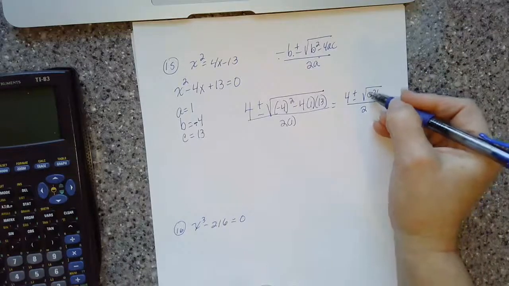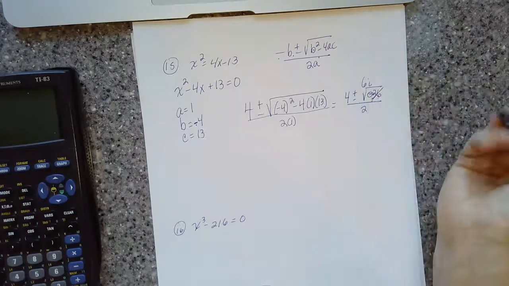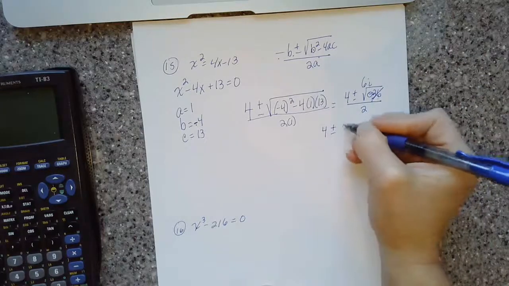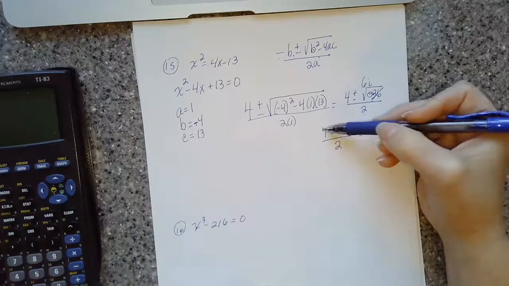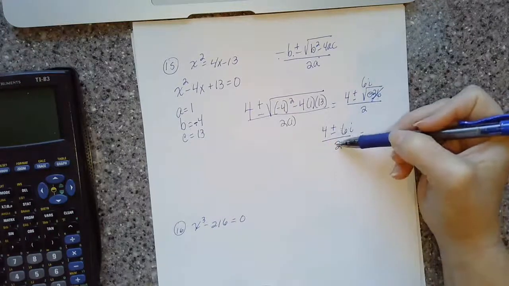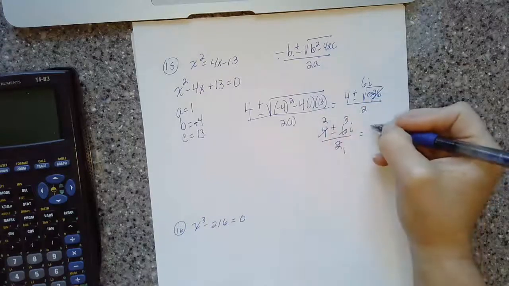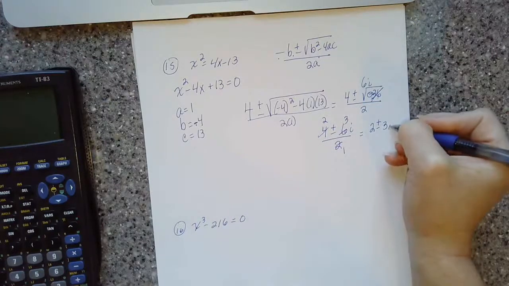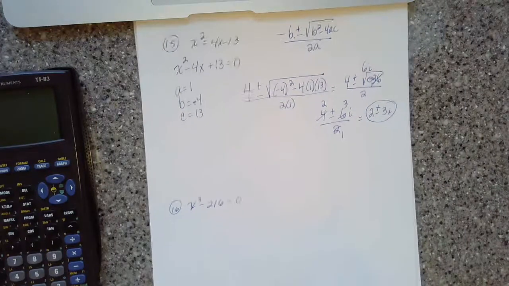So we've got 4 plus and minus 6i over 2. And then these three places will all reduce by a 2. So 2 into 2, 2 into 6, and 2 into 4. Leaving us 2 plus and minus 3i for our two solutions, right? x equals, I should say. Two imaginary solutions, and they would be complex conjugates as well.